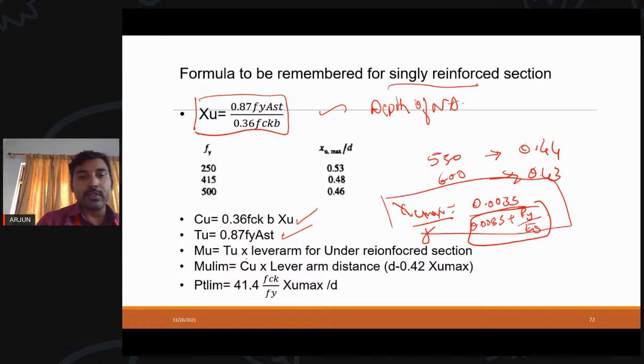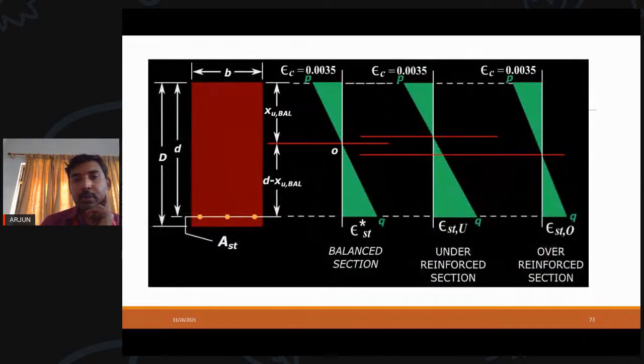In order to determine the moment of resistance, if the tension force is predominating, multiply the tension force by the lever arm distance. Lever arm distance is d minus 0.42 times Xu. Whenever the compression force is predominating, Xu will become Xu max, and you should multiply with the compressive force. pt limit is equal to 41.4.